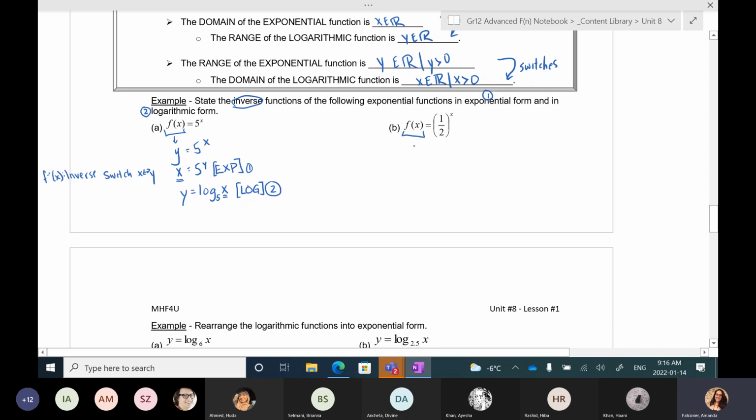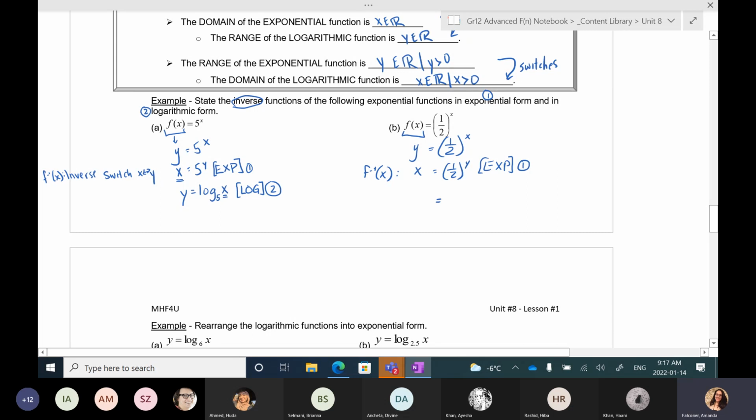So we're going to wipe out the function notation of the original. So this is the original function. Now I'm going to do the inverse function by switching. We're going to switch that x and y. So here's x equals 1/2 to the y. Already, this is now my exponential function, my answer for that first little part. And now for the logarithmic version.